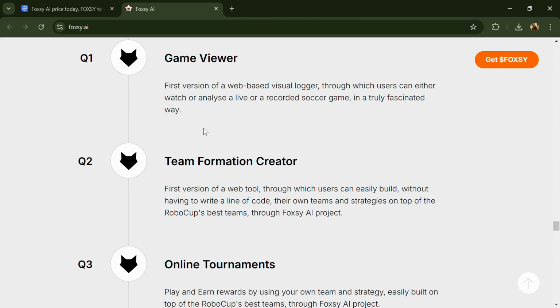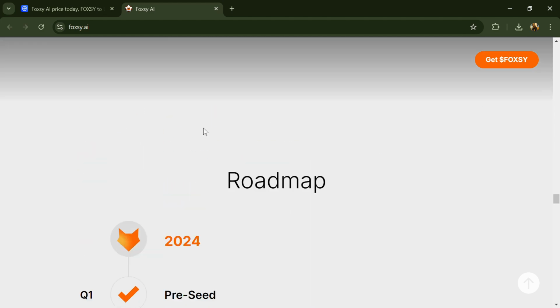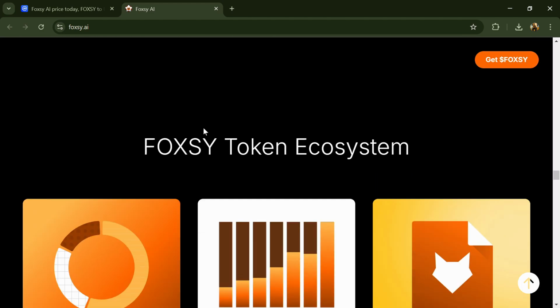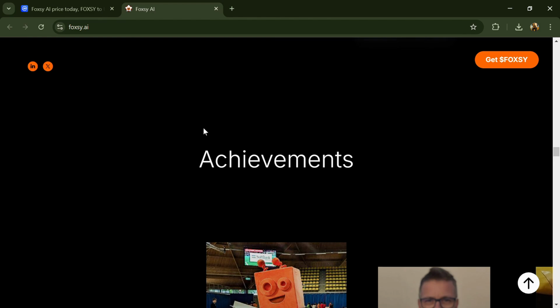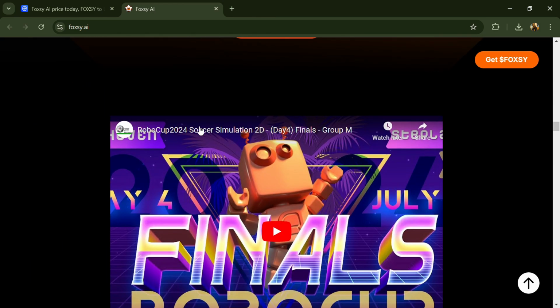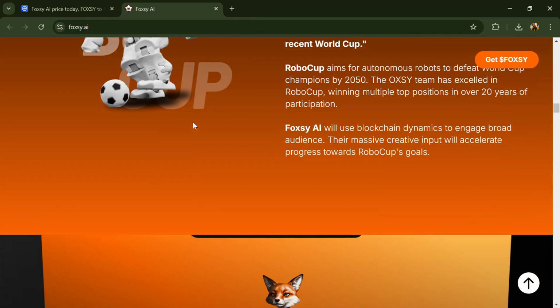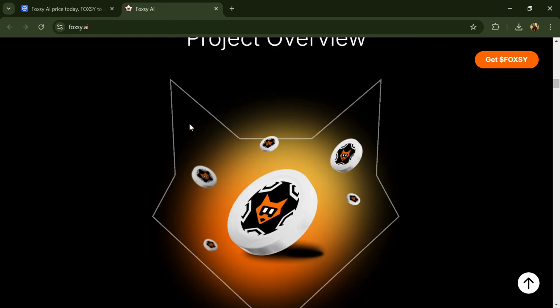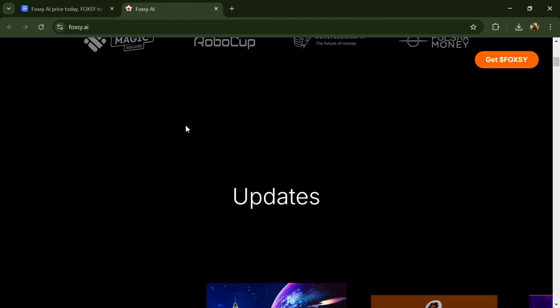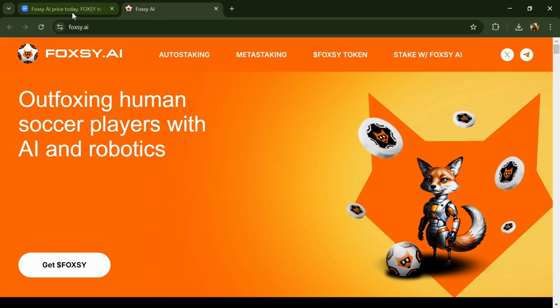The resulting dataset will put Foxsy AI in the exceptional position of leveraging insights into the critical human thinking behind the world's most popular sport, thus advancing the broader field of AI and robotics as it furthers its own goal of being the best in the world.